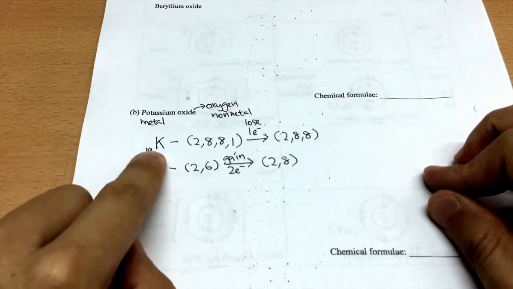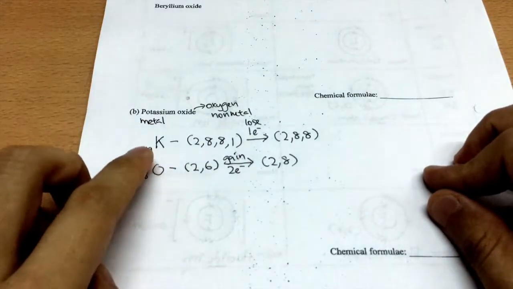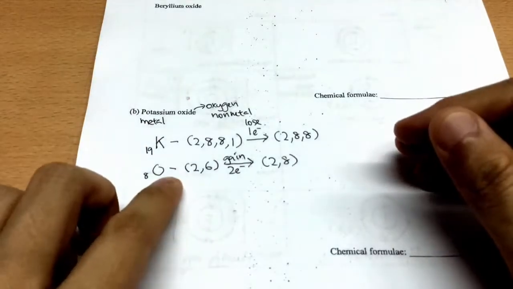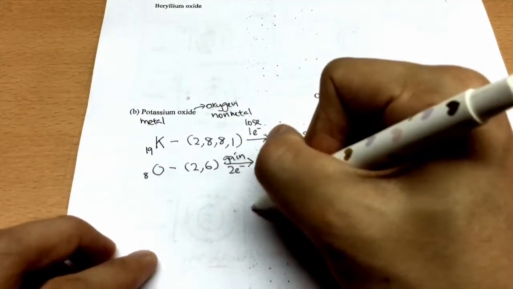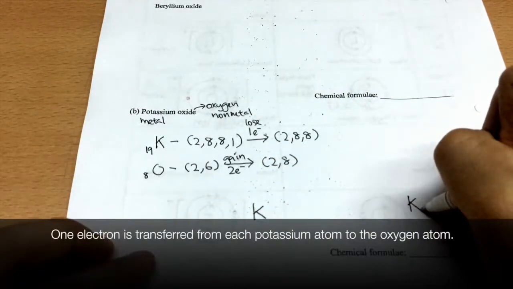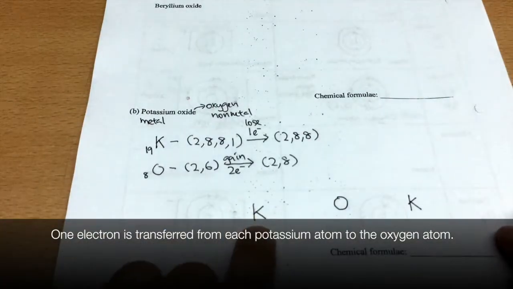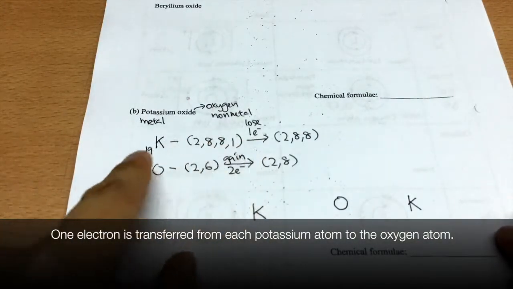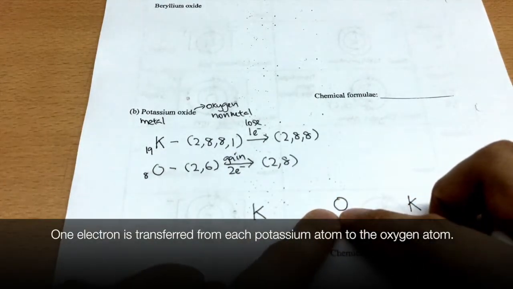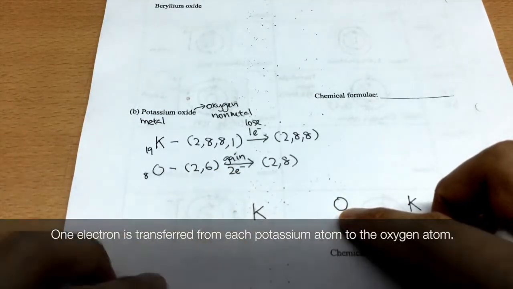However, 1 atom of potassium can only give 1 electron. Therefore, in potassium oxide, we need 2 atoms of potassium and 1 atom of oxygen. So we need 2 potassium and 1 oxygen. 1 potassium will transfer 1 electron to the oxygen, and the other potassium will transfer another electron to the oxygen, and this will give the oxygen its 2 electrons.